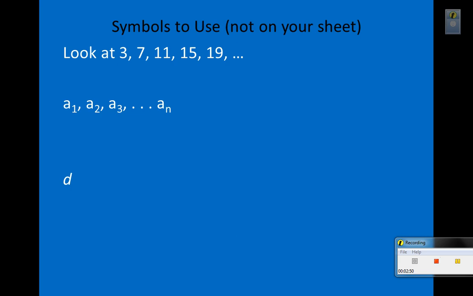This is not on your notes. It ties into what we talked about last time, some notation. Just like last time, a sub 1, we're going to use a today because we know these are arithmetic sequences. A sub 1 is still the value of your first term. A sub 2 is still the value of your second term. A sub 3 is the value of your third term. And a sub 4 is the value of your fourth term. Just like we had last time.